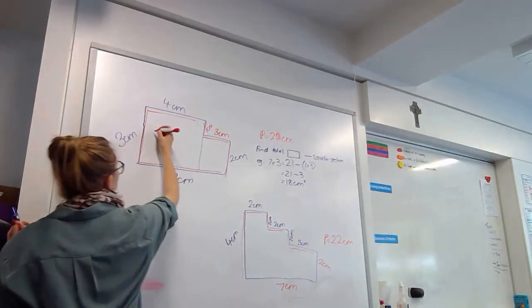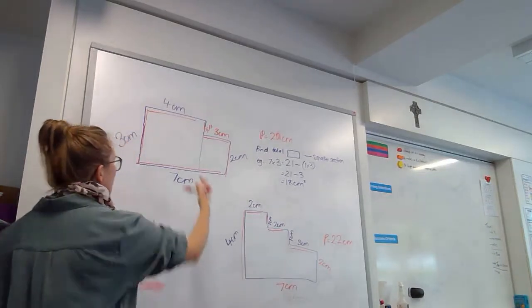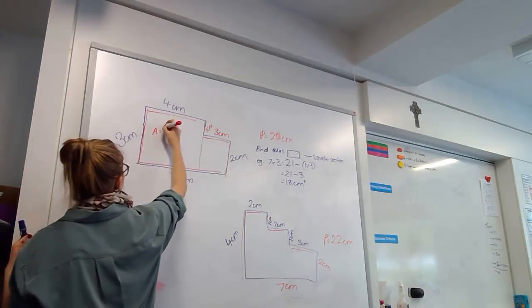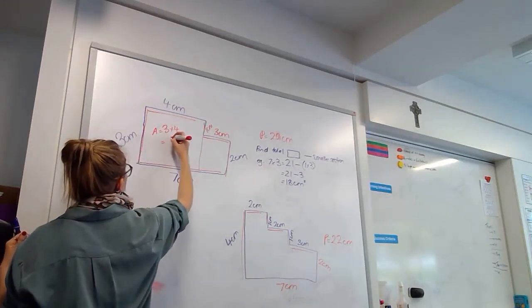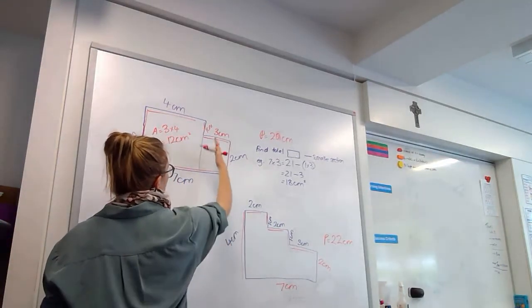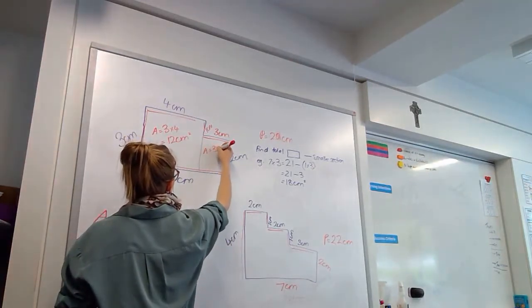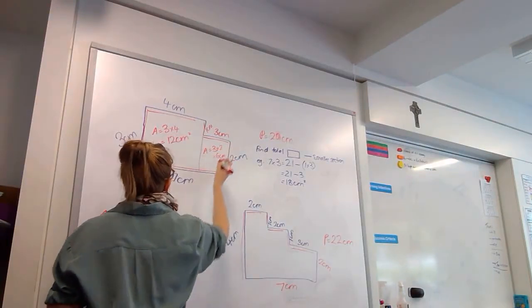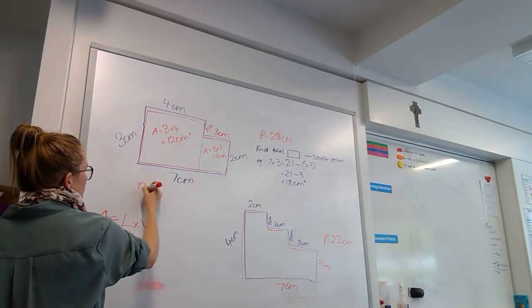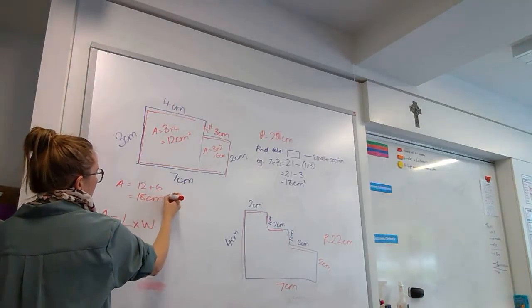Okay, got that? So the way that I would suggest you do this, if the shape is large enough on the page, is to do it within the rectangle. So A equals 3 times 4, which is 12. 12 what? Centimeters. Now this would be 3 times 2. Then take your working outside the rectangle, so 12 plus 6 equals 18 centimeters squared.